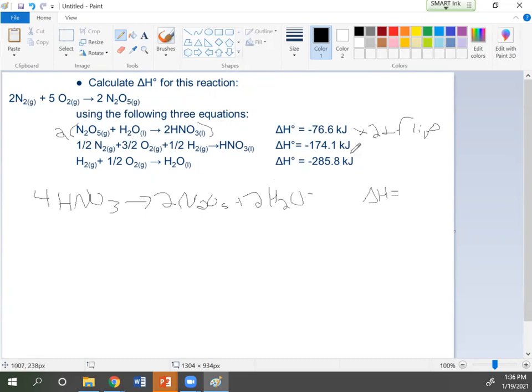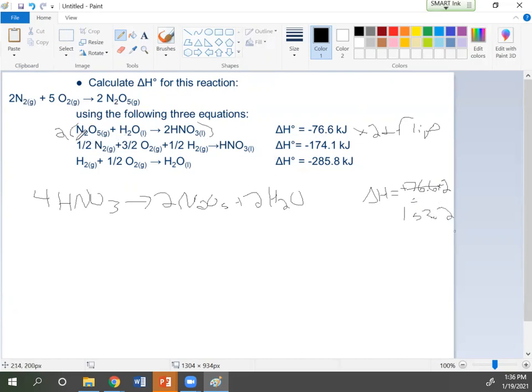And my delta H equals positive 76.2 or 76.6 times 2. Because I flipped the sign, so it was negative, so it became positive. And I multiplied by 2, so I need to multiply the delta H by 2. So I'm done with my first equation. You put that in your calculator when you're done. So that equals 153.2.